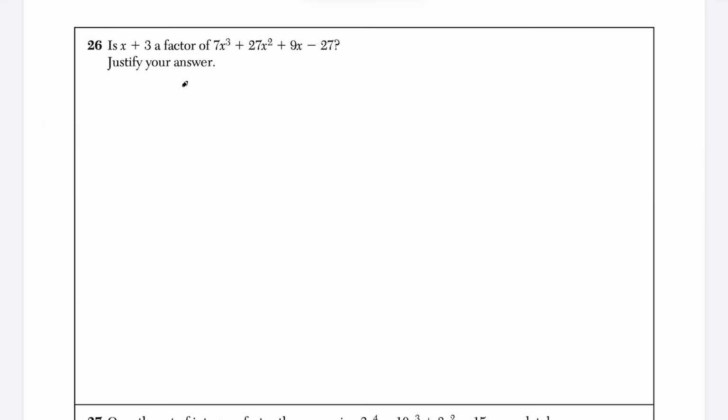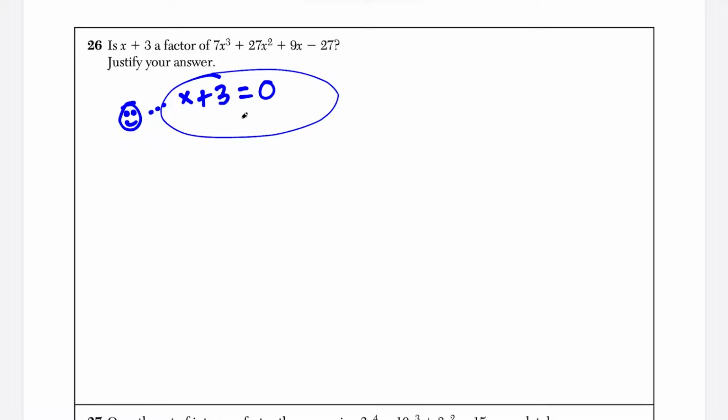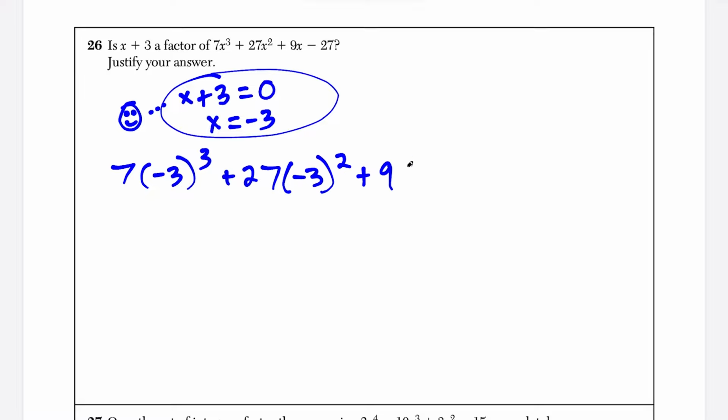Question 26, is x plus 3 a factor of this polynomial? And we have to justify our answer. So the fastest way to do this question would be to plug in x equals -3 to this polynomial and see if it's equal to 0. Because if x plus 3 is a factor, when we set x plus 3 equal to 0, that would tell us x equals -3 would be a root. So all we have to do here is just plug in. We have 7 times -3 to the third plus 27 times -3 squared. And then we have plus 9 times -3 minus 27.